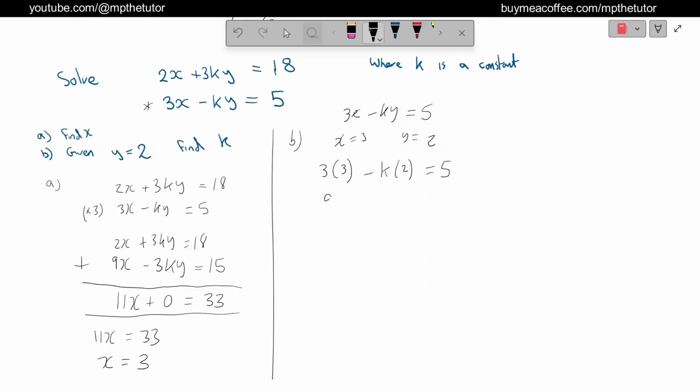Well, 3 times 3 is 9, minus 2k equals 5. I'm going to put the 9 on the other side by minusing 9, minus 9. So minus 2k equals minus 4, and therefore k equals 2. By dividing both sides by minus 2, you get that 2. So that is your k is 2 for your first bit, and x is equal to 3 for our second bit.